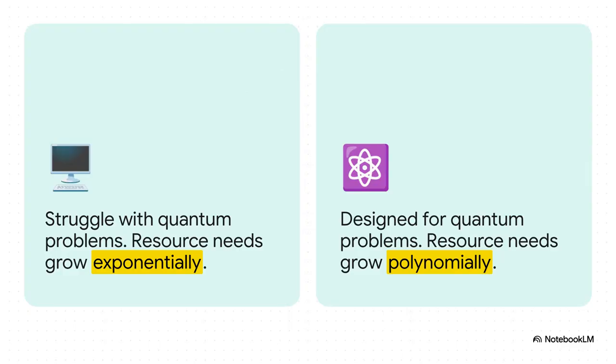So, you might be wondering, why do we even need a whole new kind of computer for this? Well, it all comes down to how computers deal with complexity. Classical computers, even the biggest supercomputers on the planet, really struggle with quantum problems. Why? Because for them, the resource needs grow exponentially. That means every tiny particle you add to a simulation makes the problem unbelievably harder until they hit a brick wall. Quantum computers, on the other hand, are built differently. Their resources scale polynomially, which is a much more manageable growth curve, and that is what lets them tackle problems that are flat out impossible for any classical machine.